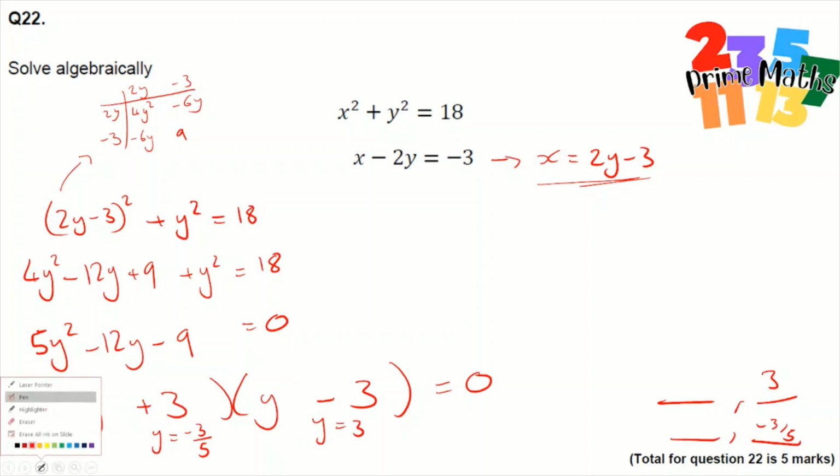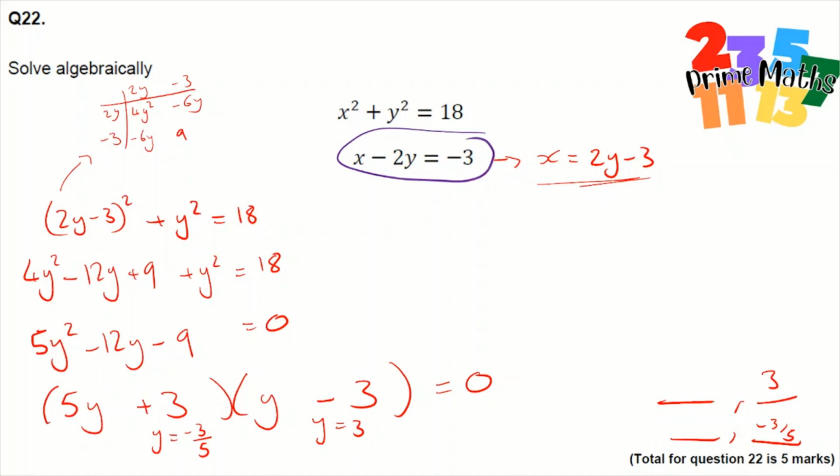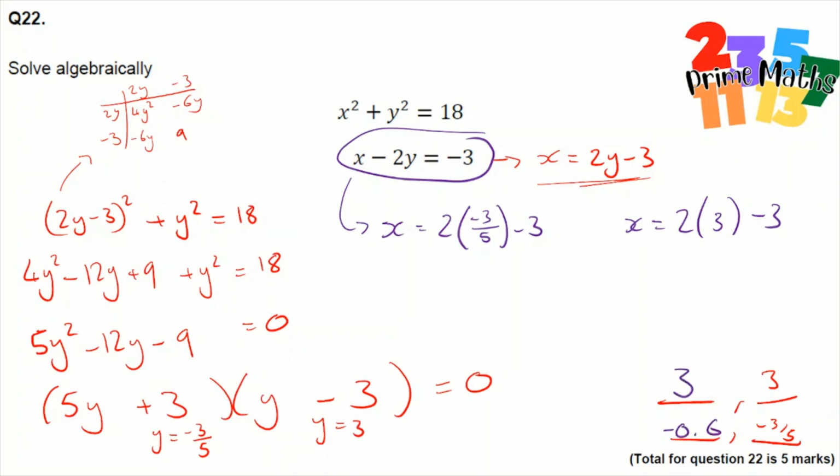I'm now going to work out my x coordinates, and I'm going to use this second equation to do it. I can substitute our values of y into this equation to work out x. We know that x is equal to 2 lots of whatever our y value is, take away 3, and I also have for the other y coordinate 2 lots of 3, take away 3. This gives us x values of minus 0.6 and 3, and that is your set of solutions there.